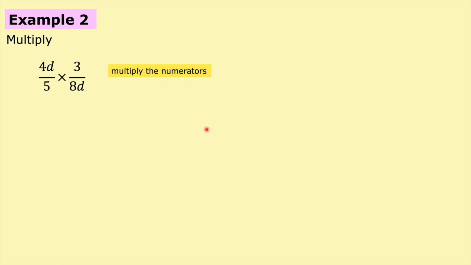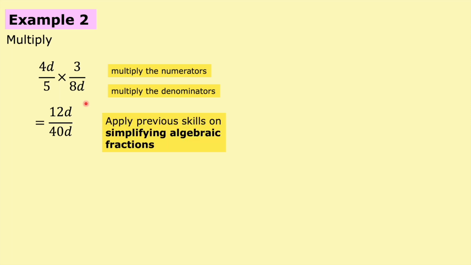So second example, this time we're going to multiply 4d over 5 times 3 over 8d. We're going to use the same steps as before, always multiplying our numerators together and then multiplying our denominators. So if we do that, we get 4d times 3 to give us 12d, 5 times 8d to give us 40d. Once we get to this step, we now need to apply previous skills on simplifying algebraic fractions.